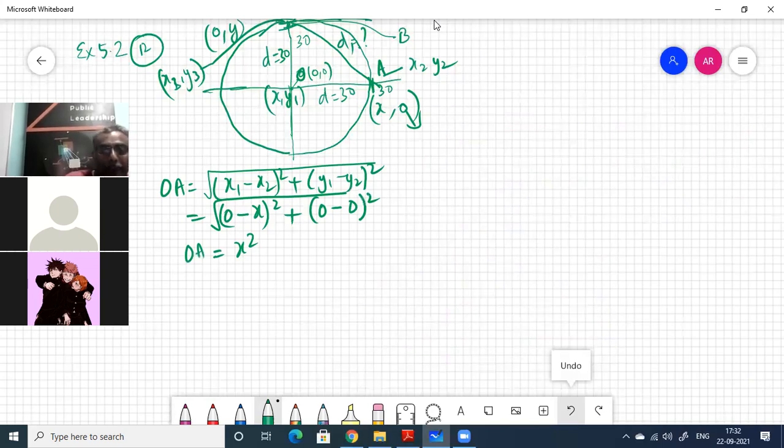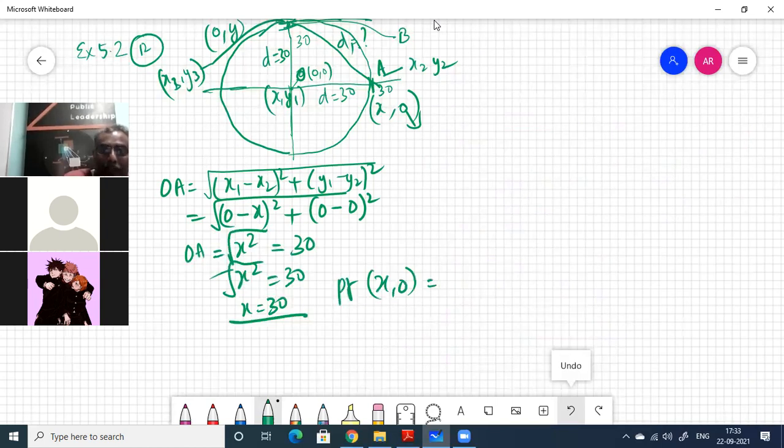He is telling this is 30. So root of x squared is equal to 30. Remove the root, x is equal to 30. So the point is x comma 0, the point is 30 comma 0. You could have done it mentally, but they want you to do it this way. You do it like this. Same way, let us do the other one also.